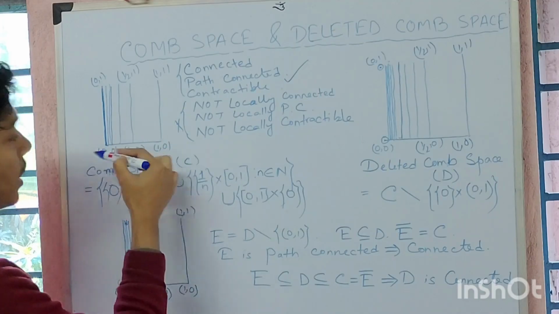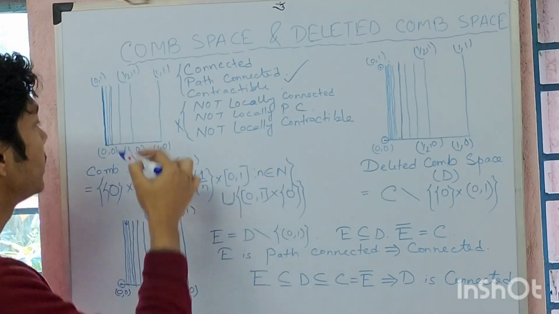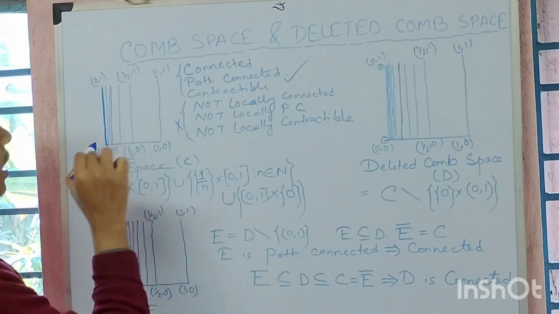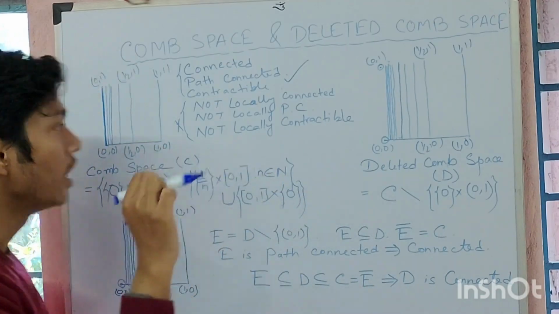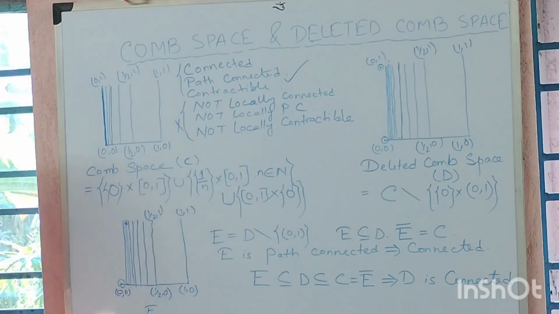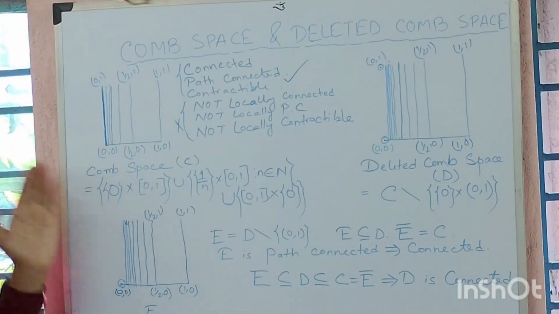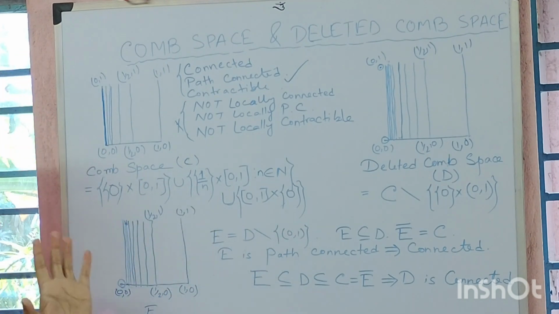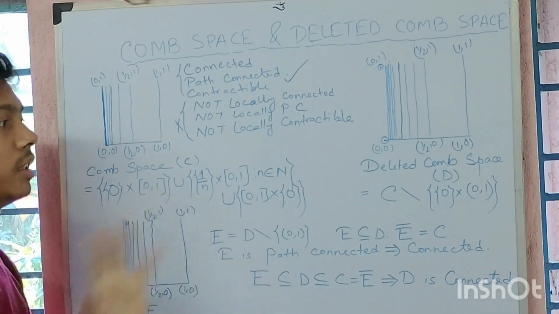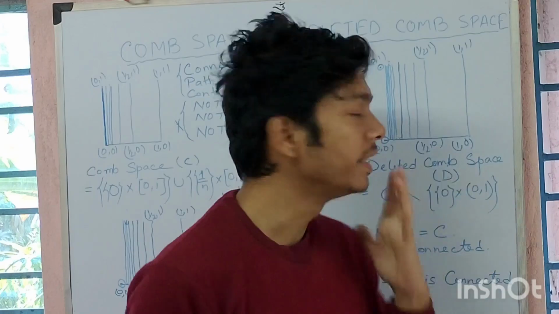So as n tends to infinity, the teeth go towards 0, and as they go towards 0, they are more dense. So it looks like this, and this is the explicit form of this space. You can watch it and note it down. Now I am going to the deleted comb space.